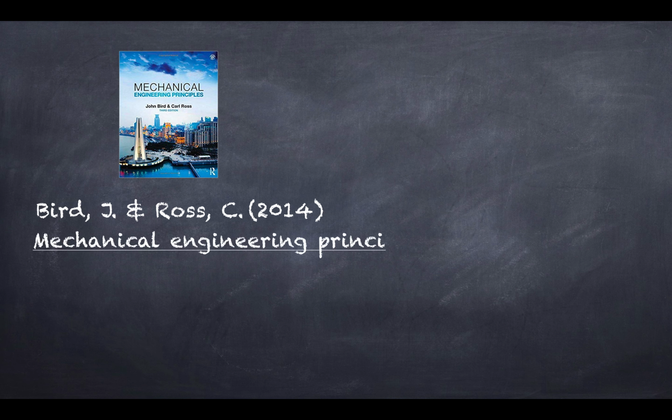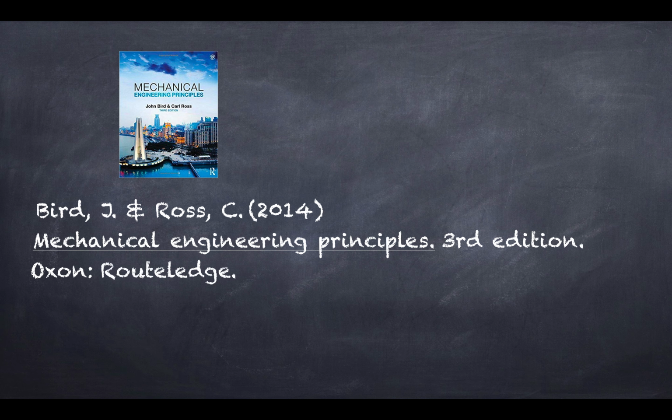Then we have the title, Mechanical Engineering Principles. And again, remember, underline, bold, or italics for the title. This is the third edition of the book. It clearly tells you that on the front cover. And the last two bits of details that we need are, of course, the place of publication. In this case, it was a place called Oxon, a full colon, and then we tell them who the publisher is, which is a company called Routledge. Fantastic.